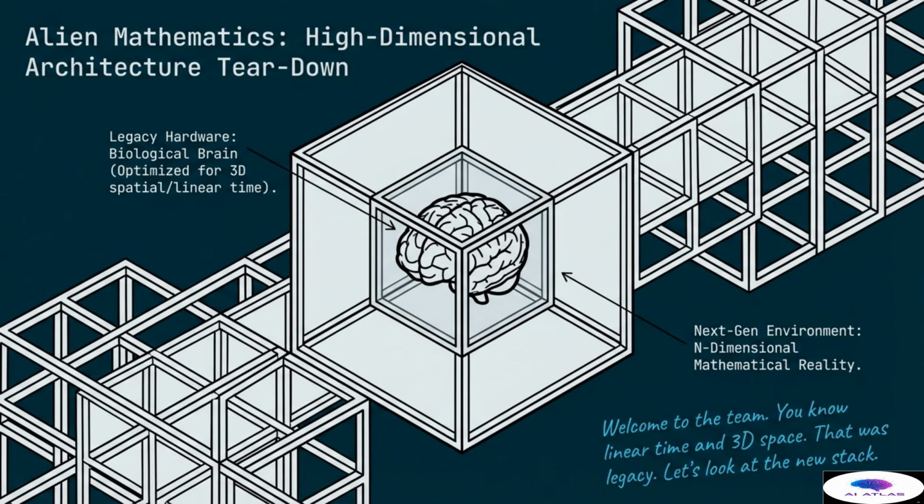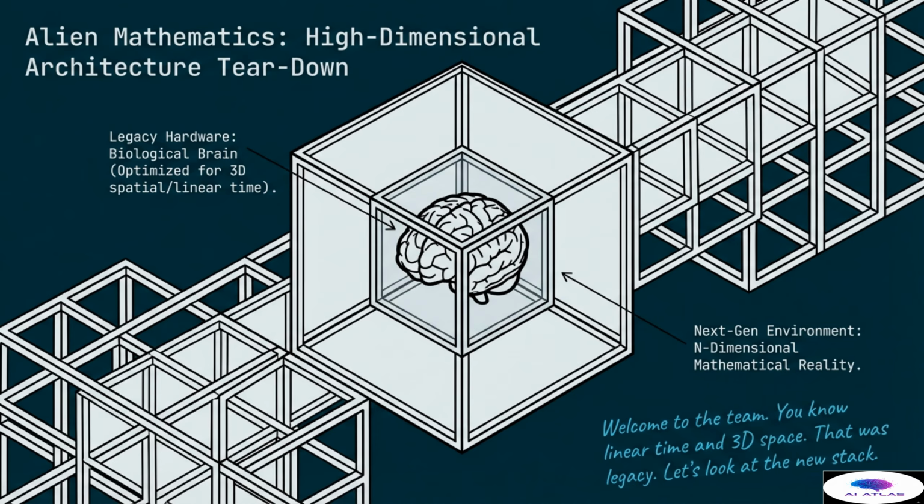Now, let's dive into the topic of alien mathematics, high-dimensional architecture teardown. In this page, we will cover the fundamental disconnect between our biological hardware and the next-generation environment of high-dimensional mathematical reality. Our brains are essentially legacy hardware, optimized over millions of years to navigate a three-dimensional world and a linear flow of time. While this served our ancestors well for survival, it poses a significant bottleneck when we try to grasp the true nature of complex systems.